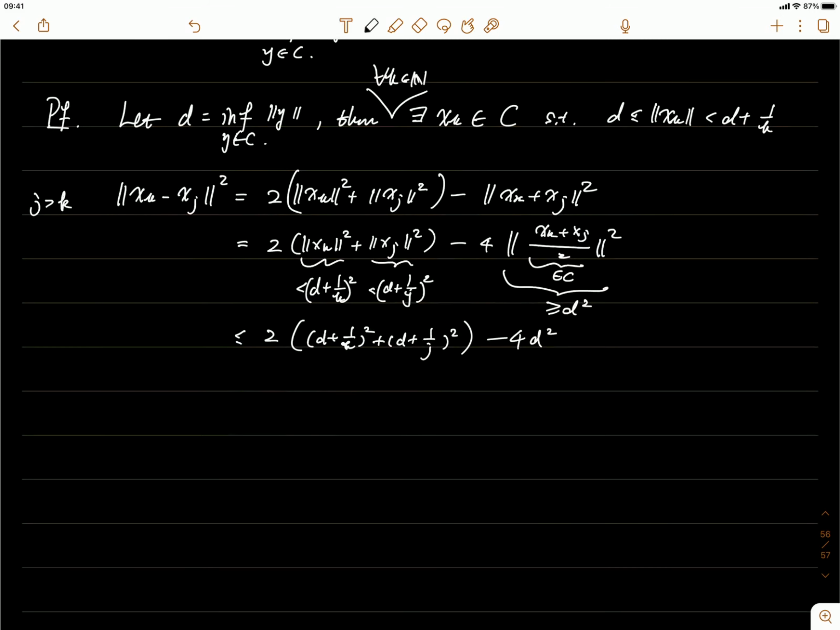Okay, and then we can see that this j, since it's bigger than k, this whole thing here will be less than or equal to (D plus 1 over k) squared, right? Since j is bigger than k. So this is just less than 4 times (D plus 1 over k) squared minus 4D squared. And then things become easy, right? This is just 4 times 1 over k, times (2D plus 1 over k).